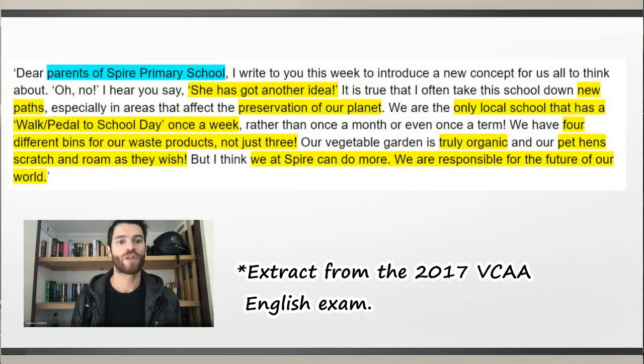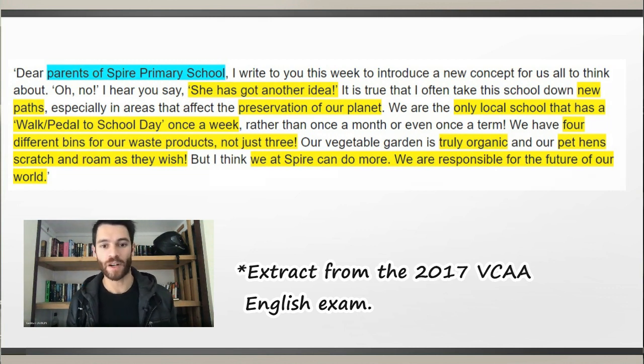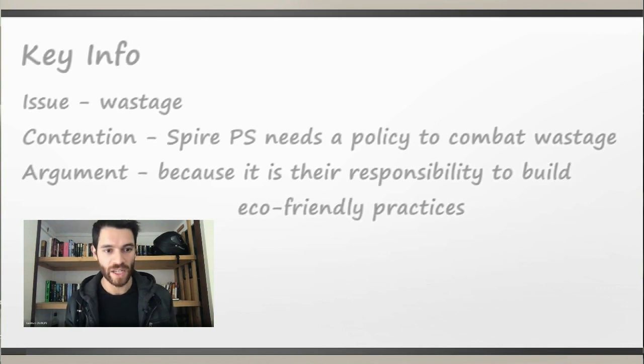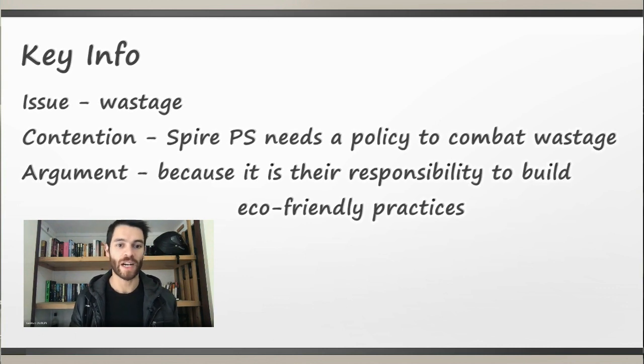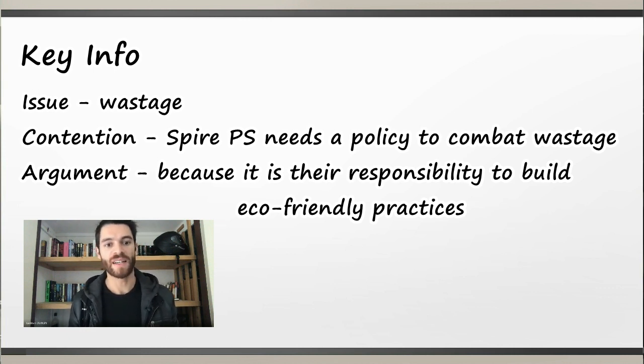Okay, so for the purpose of this sample deconstruction, and to give you a bit of context, I'm going to quickly cycle through issue, contention, and argument. So the issue is wastage. The contention is that Spire Primary School is going to implement a policy to combat that wastage. And the argument for this deconstruction, the reason for that contention, is that Spire Primary School has a responsibility to build its environmentally friendly practice.